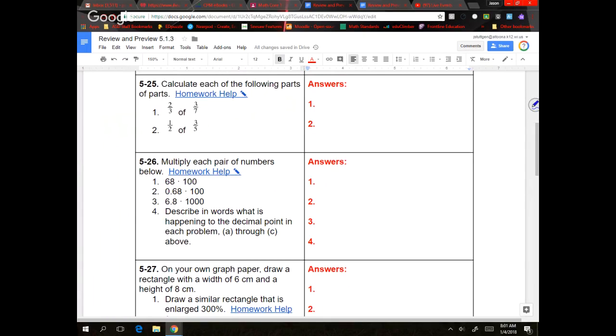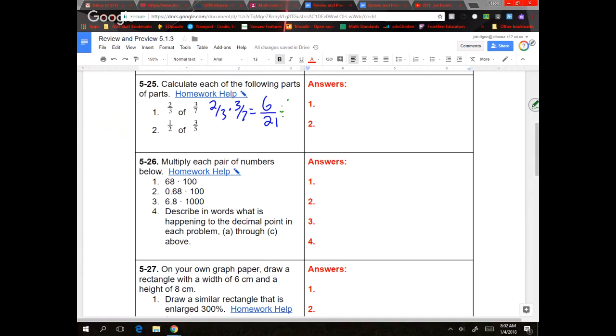Next one. Calculate each of the following parts of a part. We talked about the past couple days, the word of with fractions means multiplication. So I'm just going to rewrite this first one here with a multiplication sign. Okay? When I multiply that, remember we multiplied fractions straight across. 2 times 3 is 6. 3 times 7 is 21. And we could simplify or reduce that if we want, because I know 3 goes into both of these numbers.